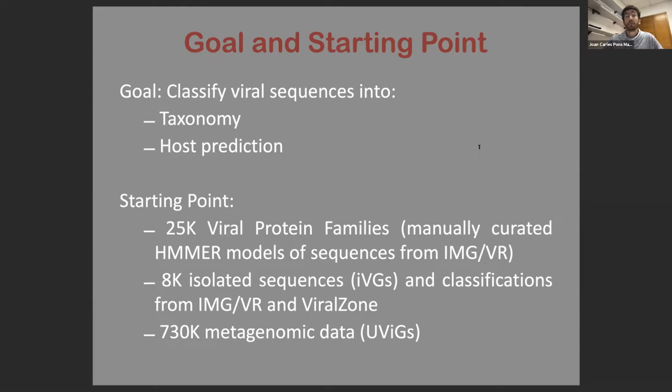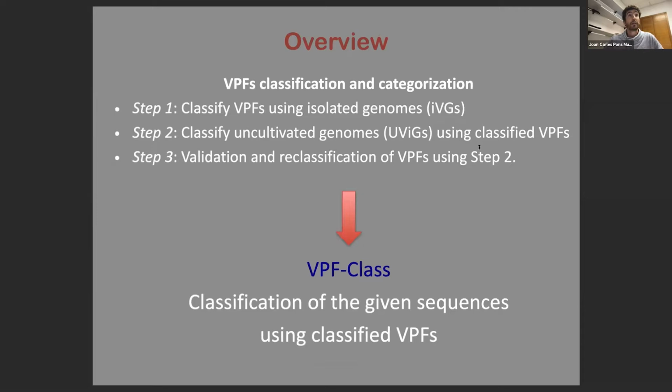What is the starting point of this work? This is from a collaboration with the Joint Genome Institute, and from a paper from the VPFs. It provides me 25,000 hidden Markov models, which are viral protein families, used to bait viruses. We also use 8,000 isolate sequences as the truth of the classifications from INGVR and Virozone, and also more than 700,000 uncultivated viral genomes. Then our goal is, in the first 3 steps, to obtain a classification for these viral protein families, and then use it to create the tool VPF-Class to assign a classification for the given sequences.